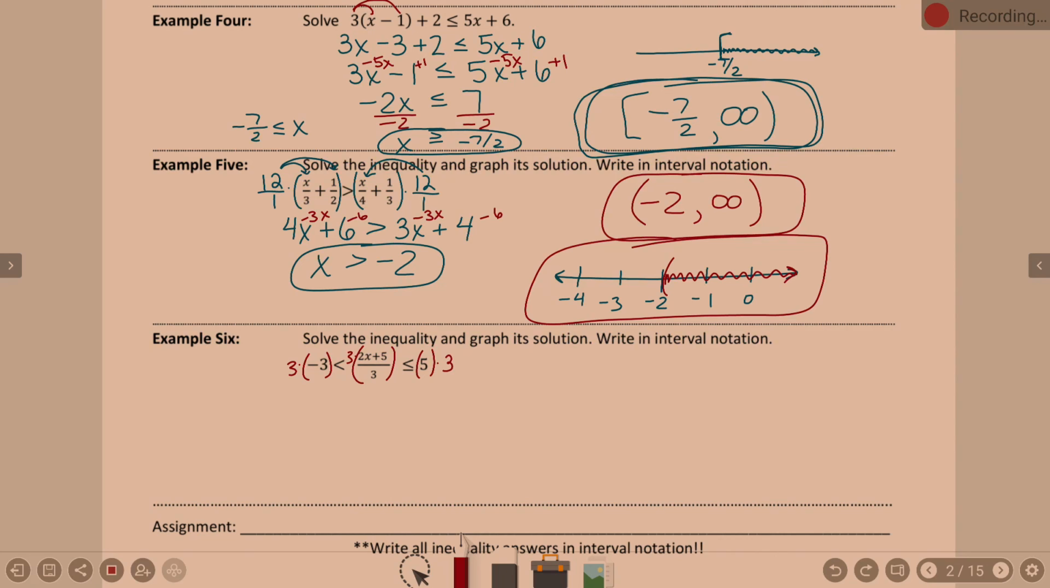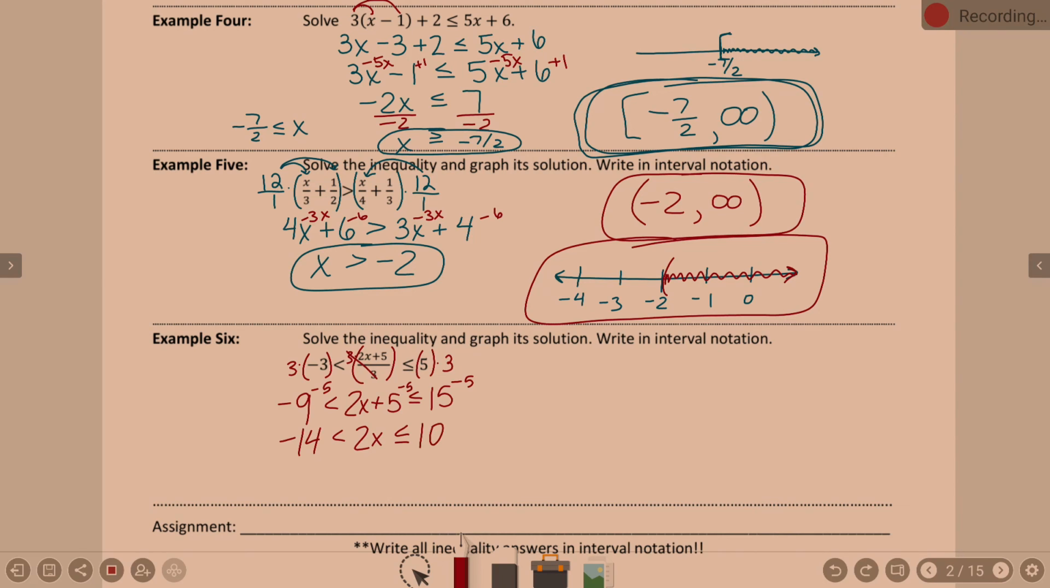3 times -3 is -9, less than, what's that 3 do in the middle? Just cancels out the bottom, leaving me with 2x plus 5, less than or equal to 15. And now subtract the 5 from all sides. To get rid of the 5 in the middle, subtract 5, all 3 sides. -14, less than 2x, less than or equal to 10.